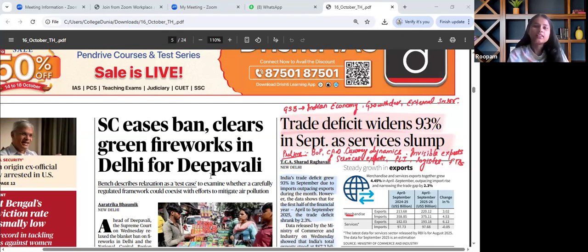We will not only see the relevant articles from the lens of prelims and mains, but we'll also try and interlink it with other GS papers as well. I am here to align your newspaper reading as a part of our GS syllabus.